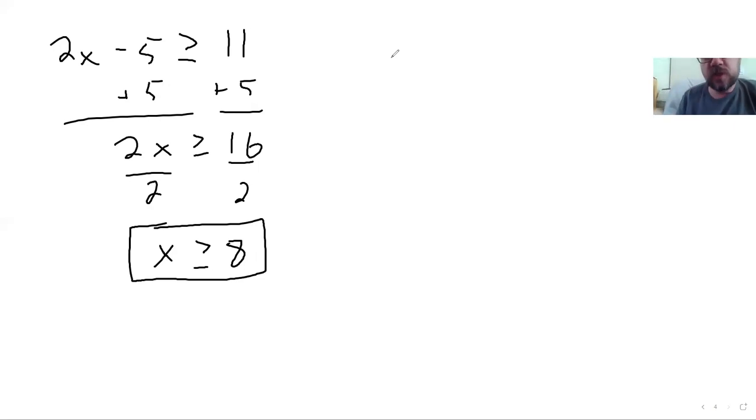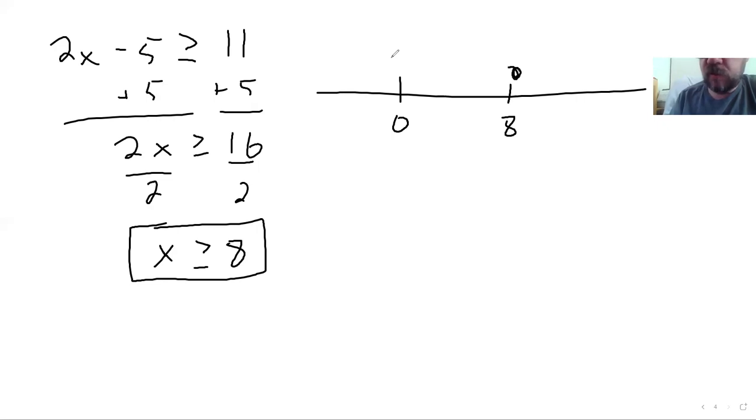Now, you can express that in a couple of different ways. You can show it on a number line. Right? I'm not gonna put in all the hash marks here, but let's say that's 8 there. I could show that on a number line like this. I could fill in that dot and say that I wanted everything over there. And I could also write it in interval notation. And the interval notation is 8 up to infinity.